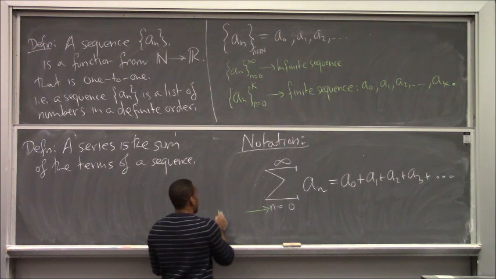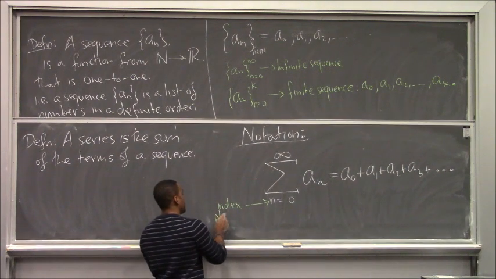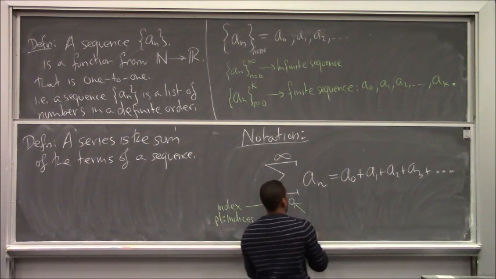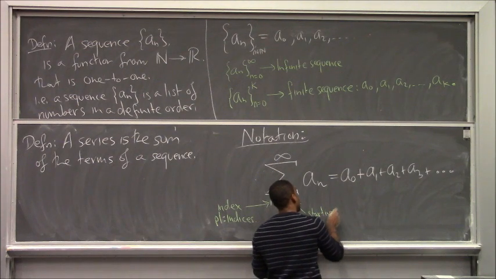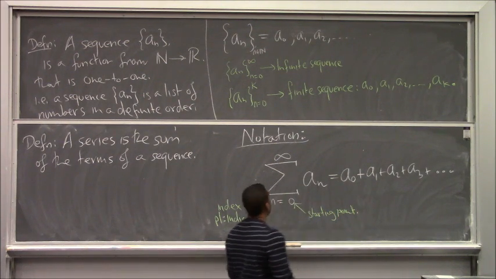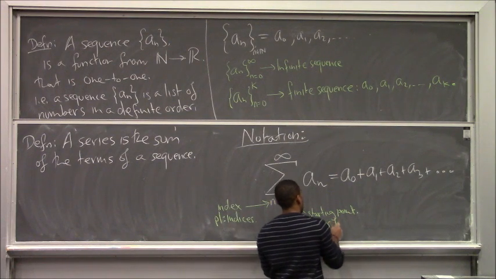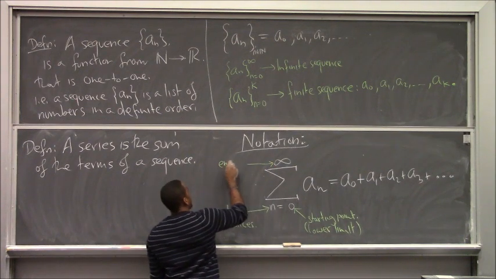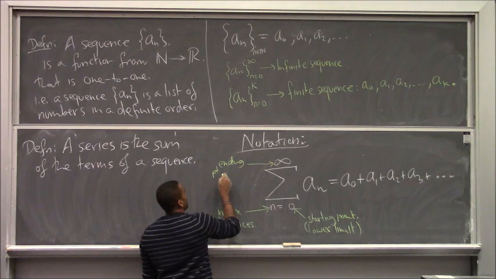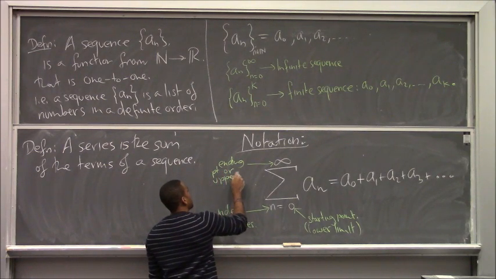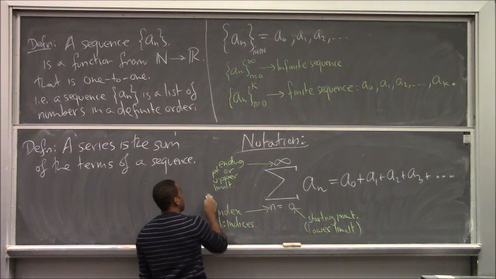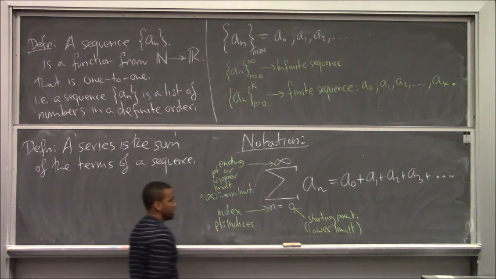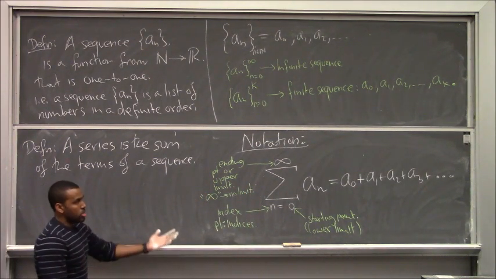This thing here is called an index, plural indices. This here is the starting point, or lower limit. This here is the ending point, or upper limit. Now if you write infinity, it means there is no upper limit. Infinity means no limit. You just keep going, and you're adding up the terms of the sequence.